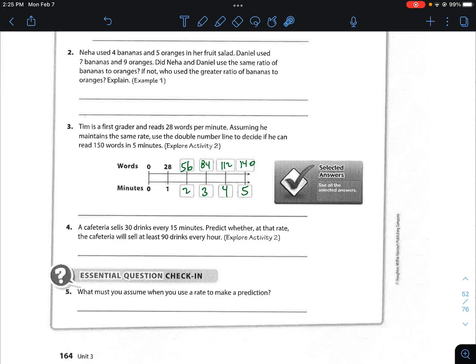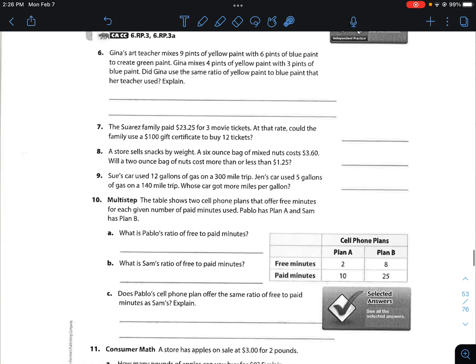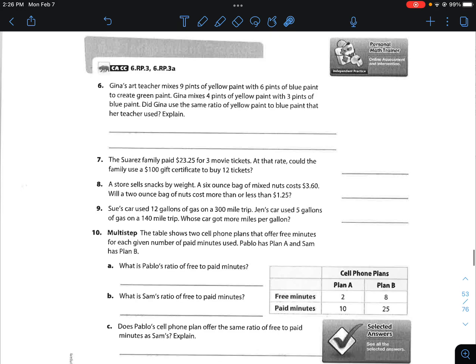So let's go back to the question. Use the double number line to decide if he can read 150 words in 5 minutes. Can he read 150 words in 5 minutes? In 5 minutes, 140 words? No, he cannot. He can only read 140. So let's jump down. Let's look at some other questions.